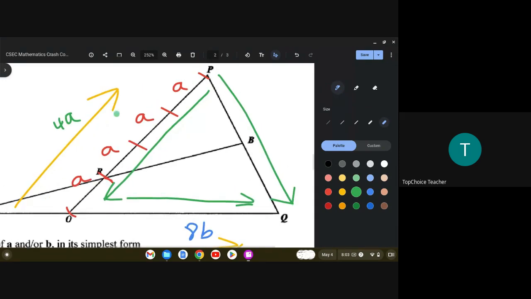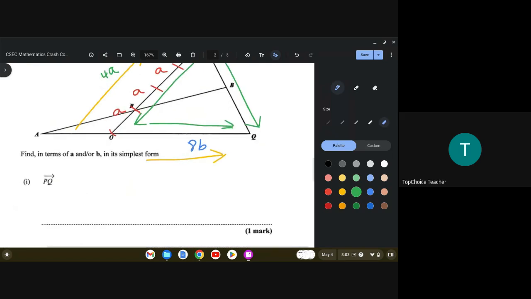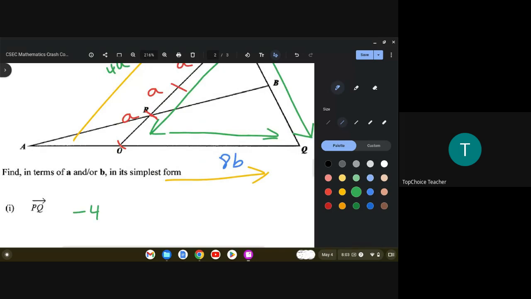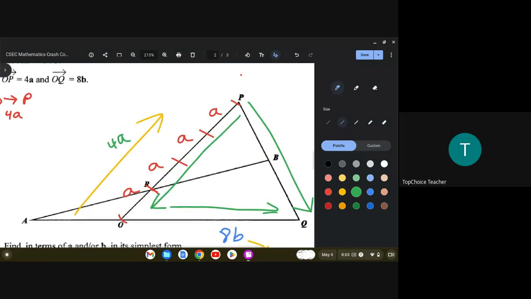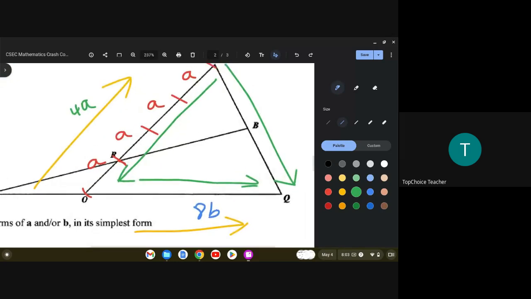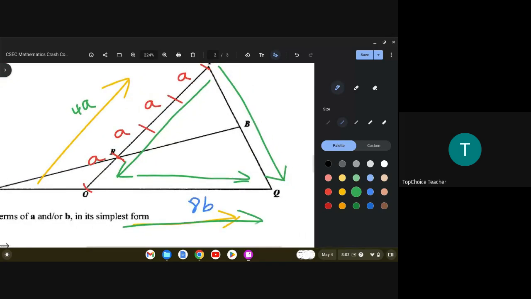Remember the importance of the arrows. Because I am going to go from P to Q, I need to go in the opposite direction of the vector 4A. I will simply use a different sign, negative 4A. So the answer for PQ, the way you write it, is you need to go minus 4A, because the vector 4A is in the upward direction. That's what they gave us. But we need to be going down the hill, which is in the opposite direction, so we change the sign from positive to negative. So it's negative 4A, and we are going in the direction of 8B.